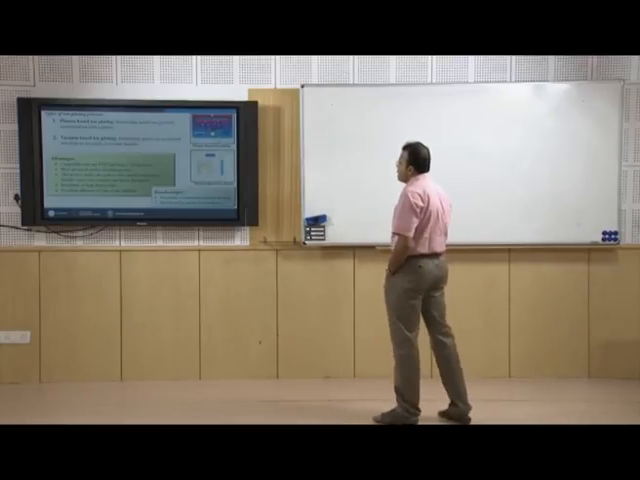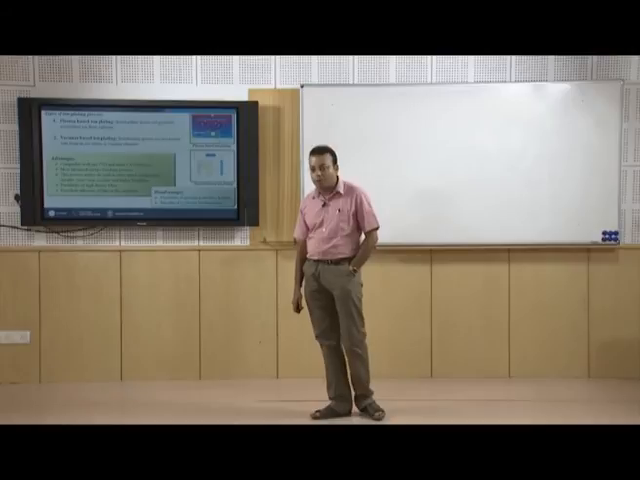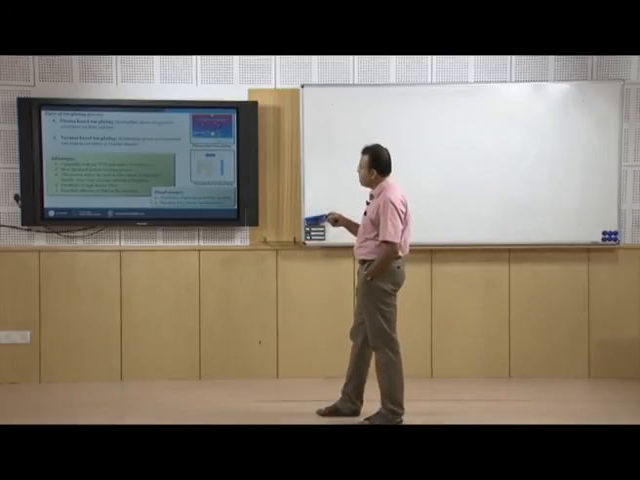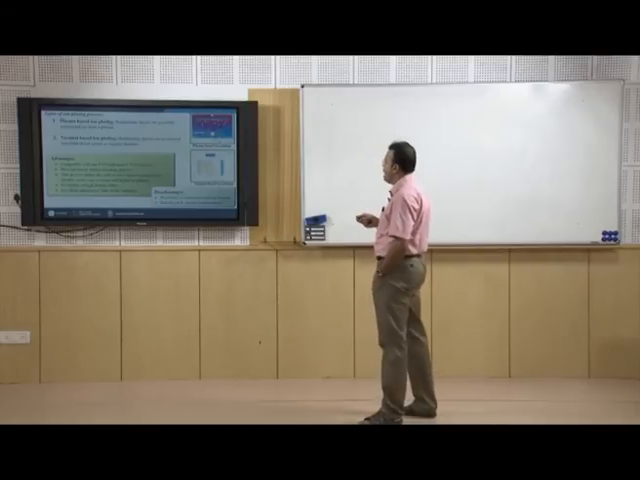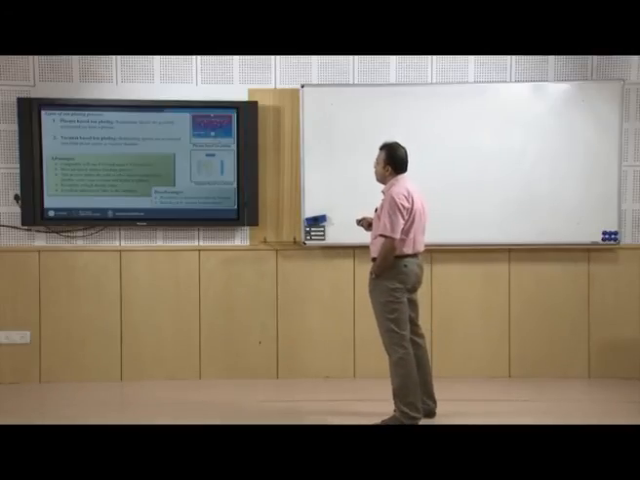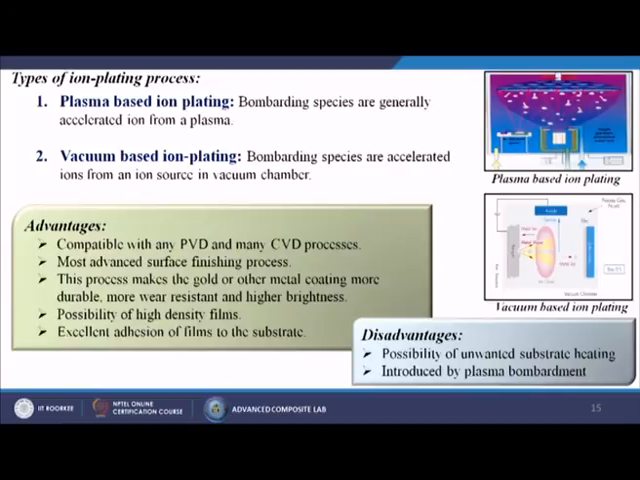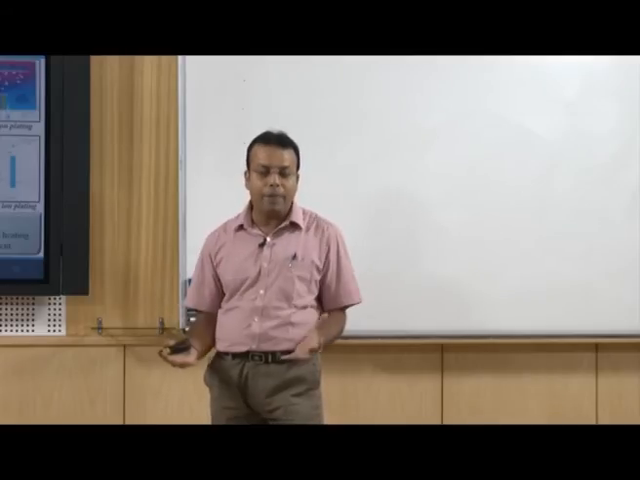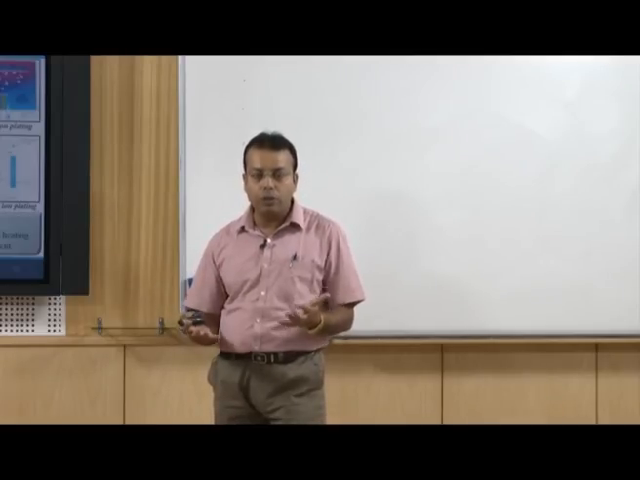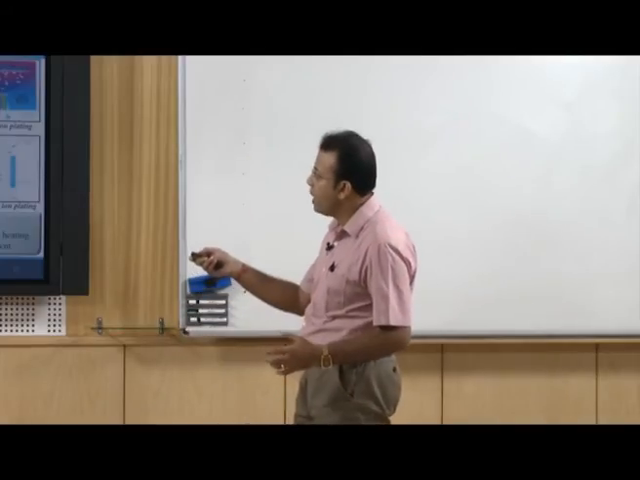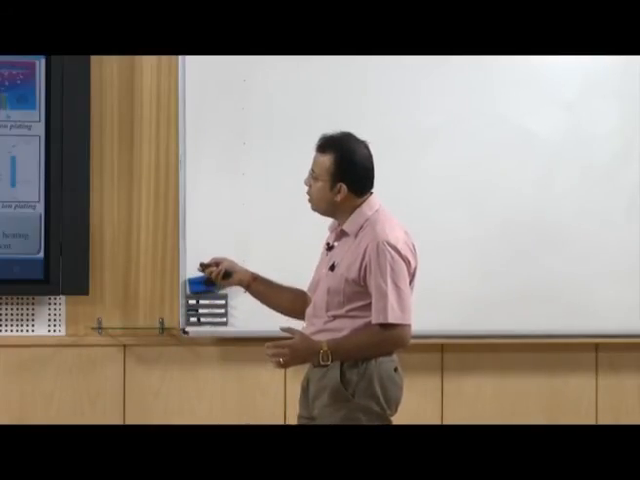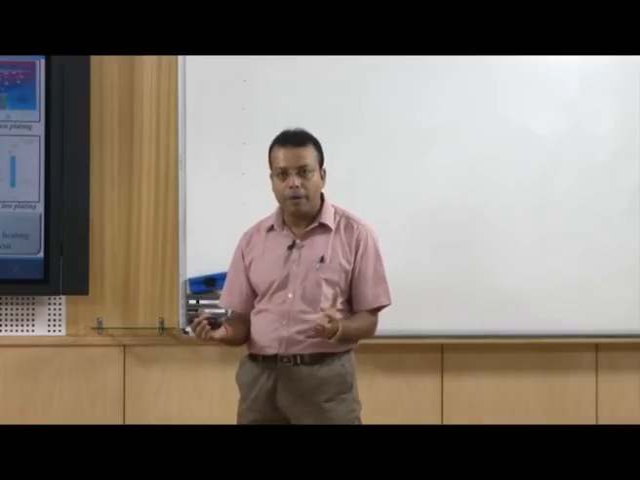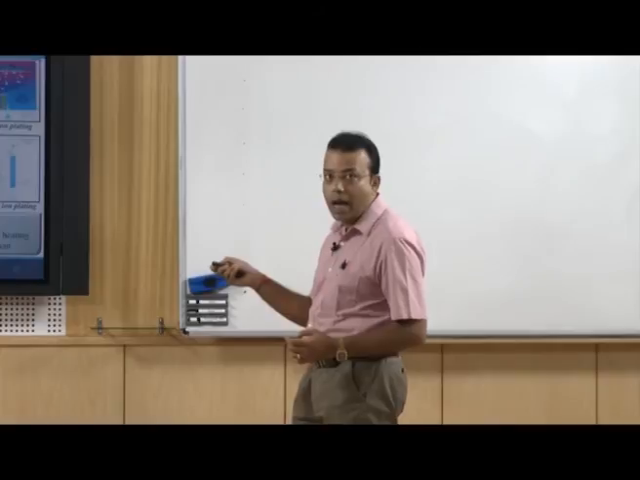Next we are going to discuss the different types of ion plating process. First one is known as plasma based ion plating. Bombarding species are generally accelerated ions from a plasma. Then vacuum based ion plating, where bombarding species are accelerated ions from an ion source in a vacuum chamber. So, now it is divided according to the environment we are going to use. If you are going to use the plasma environment, then that is known as plasma based ion plating, and if you are going to use the vacuum chamber or vacuum environment, then it is known as vacuum based ion plating.